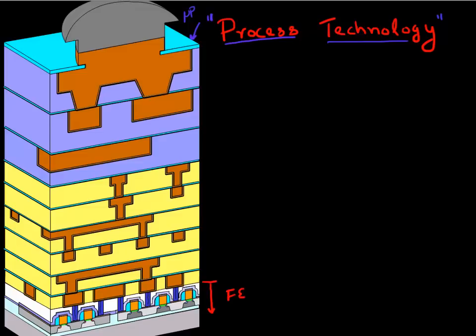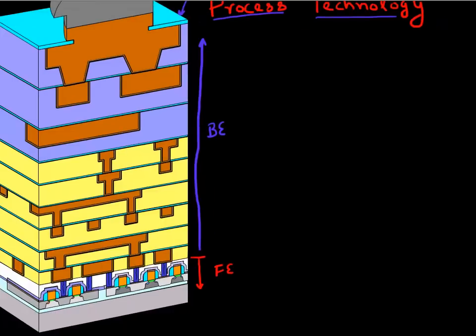And all the process steps involved after that, that is depositing and patterning these metal layers and these interconnects, are also known as back end process steps. So these are the two broad classes that are used to describe or classify these process steps.